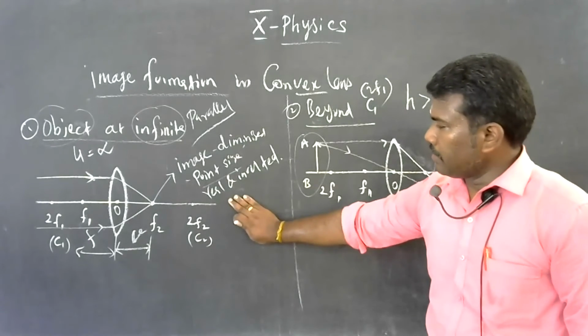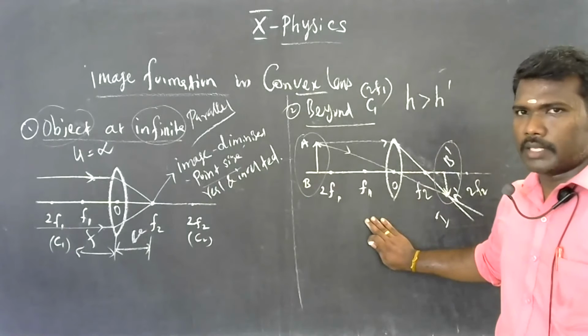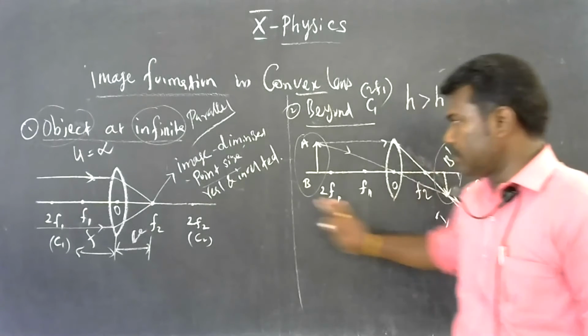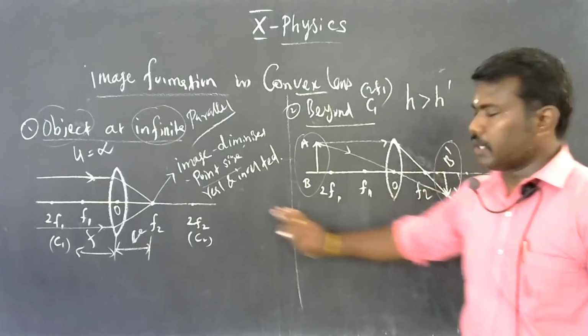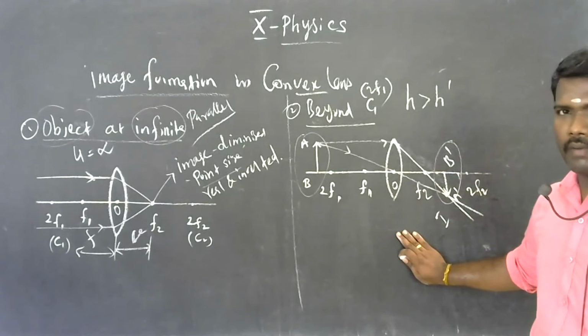Here the image is a diminished image. Here the image is a small size image, very diminished or small size. And the nature is real and inverted. Here also it is a real and inverted image.